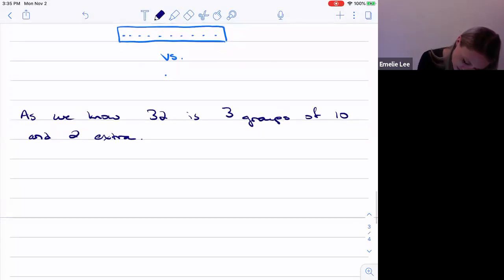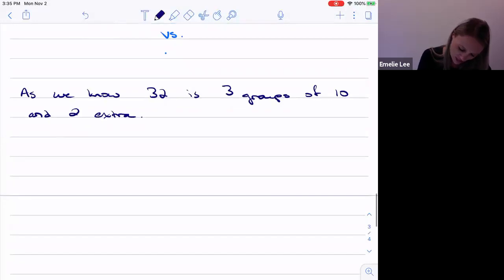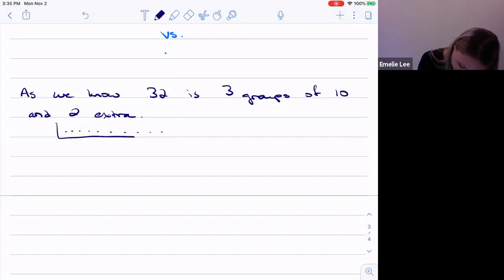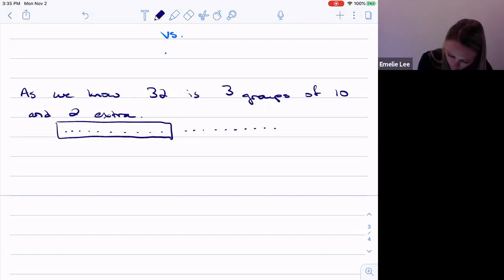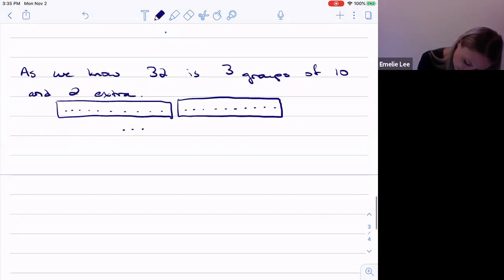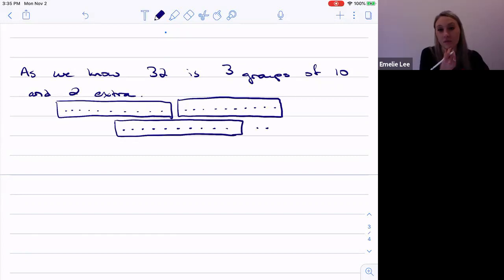So we could go through and do tons of examples, but I think we have a pretty good idea of what all these numbers up to 99 would look like. And so we would have 1, 2, 3, 4, 5, 6, 7, 8, 9, 10. Just drawing out 32 dots and grouping them by 10. 32.